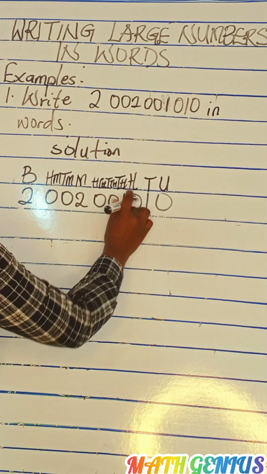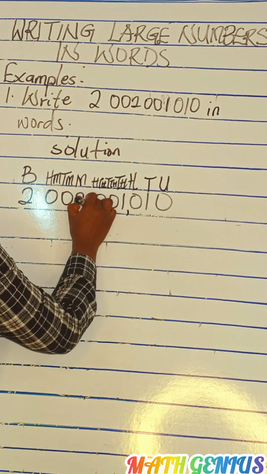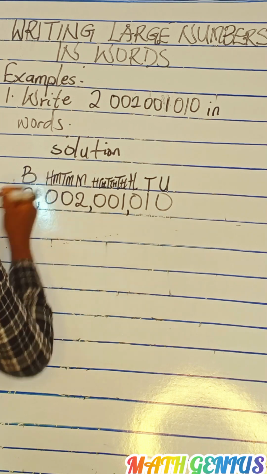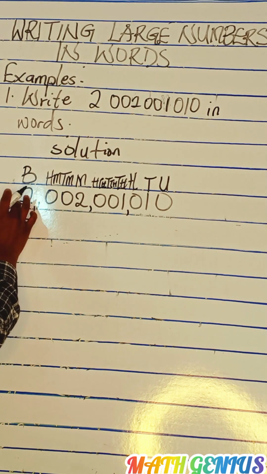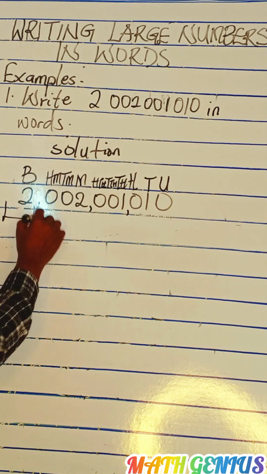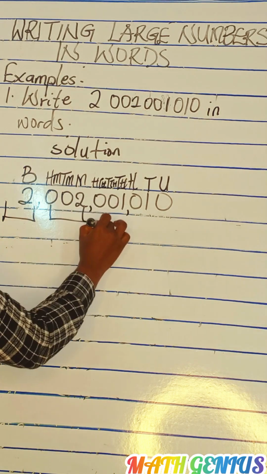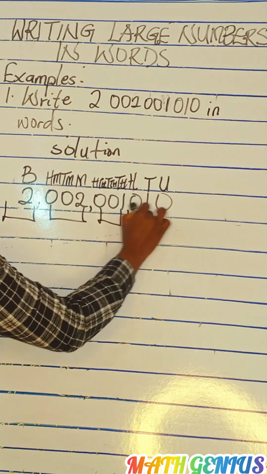So 1, 2, 3. 1, 2, 3. 1, 2, 3. So we have about 4 groups, right? 1, 2, 3 here. We have 4 groups here. We have the group 1. Before each of the commas is the group. We have the group 2, group 3, group 4.